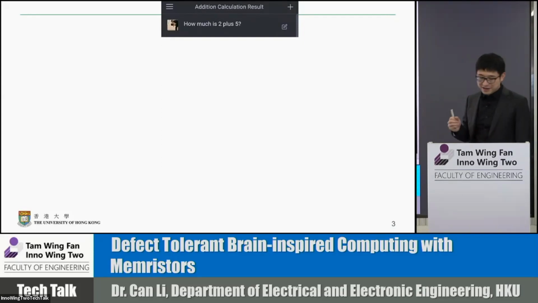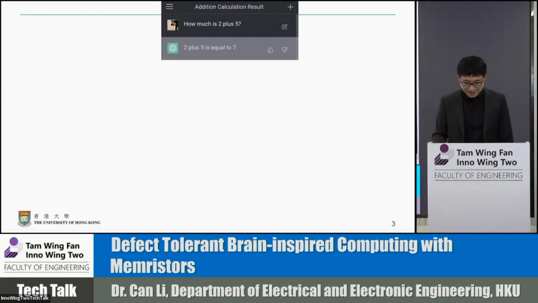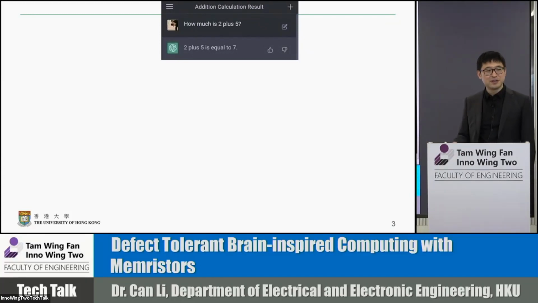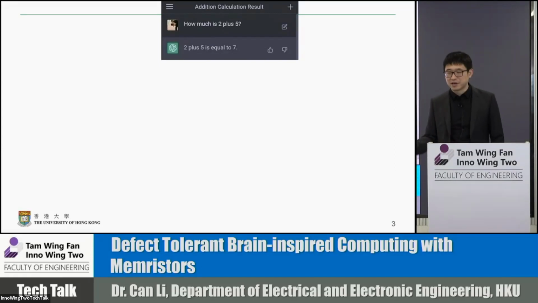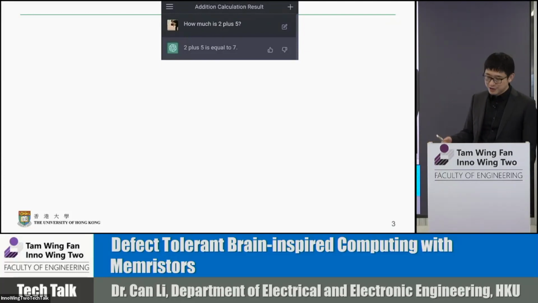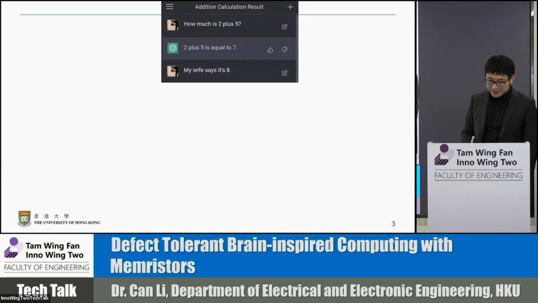First they asked the computer, how much is 2 + 5? This is something the computer is very good at, right? It's a mathematical calculation. Although it's a little more difficult because they are chatting with the computer, this is not a very complicated task. The computer returned that 2 + 5 = 7, which is the correct answer.